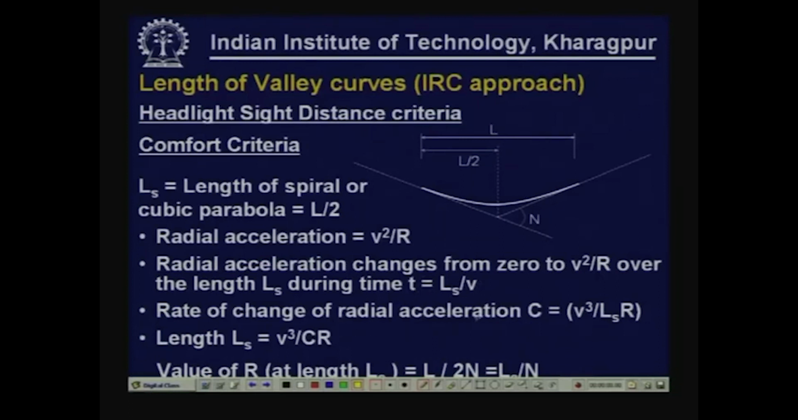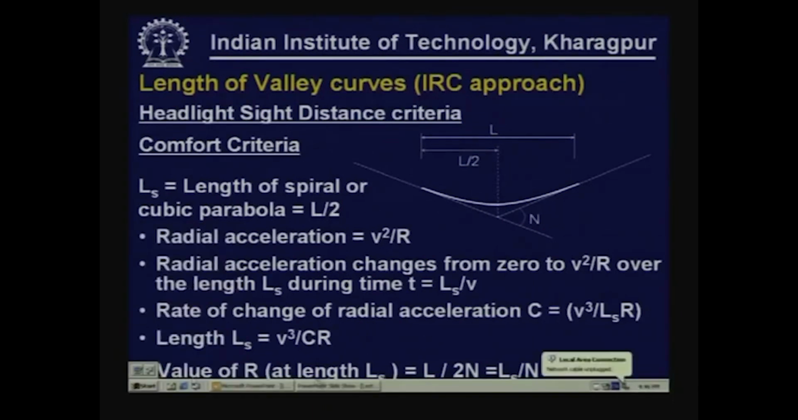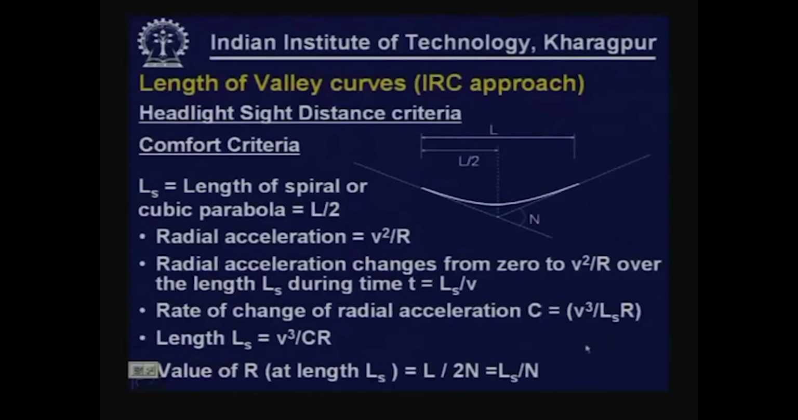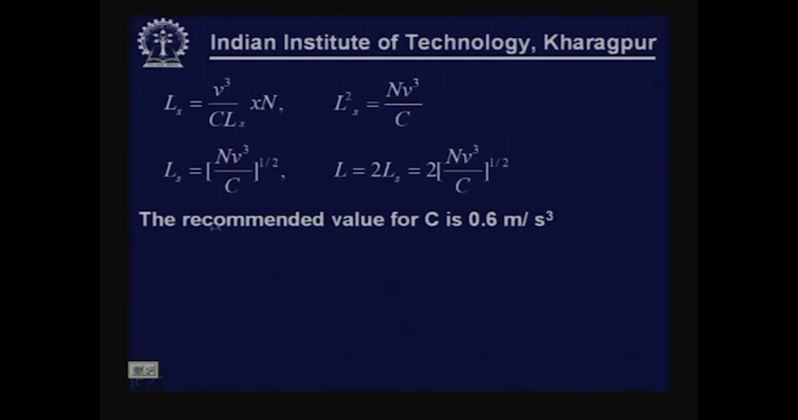So, the rate of change of radial acceleration is nothing but v square by r by t, where t is Ls by v. So, it becomes v cube by L r. Now, the value of r at length Ls is nothing but L by 2n or Ls by n, that we can consider. So, if we put these values, then accordingly you can calculate the length Ls equal to n v cube by c to the power half, and the total length L is 2 Ls. That way we can calculate.